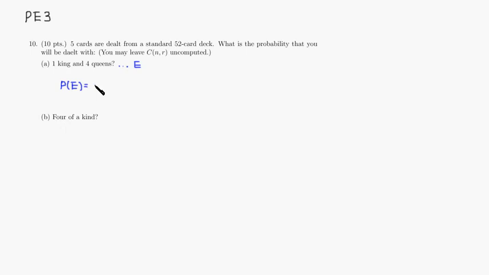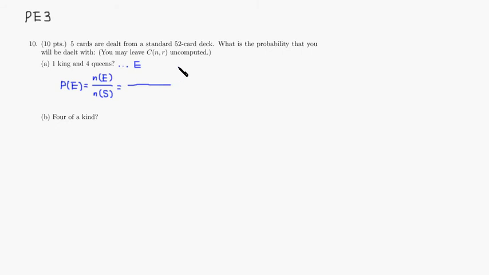Remember that a theoretical probability is defined as the number of simple events in event E divided by the number of simple events in the sample space S. So let's take care of the bottom first.